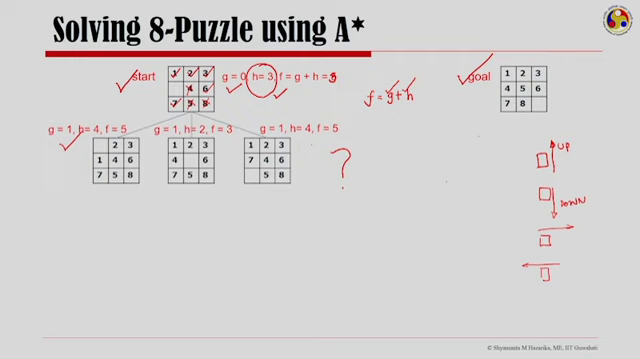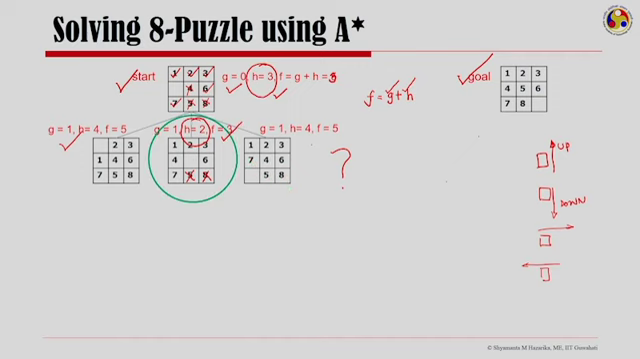Just for a cross check, I just want to show you one more time the counting of the misplaced tile heuristic. Here if you look at the number of misplaced tiles, 1, 2, 3 are in their place, 4 is in its place, 6 is in its place, 7 is in its place. The only tiles which are not in their place are 5 and 8. Therefore, I have an h of 2 and leading to an f of 3.